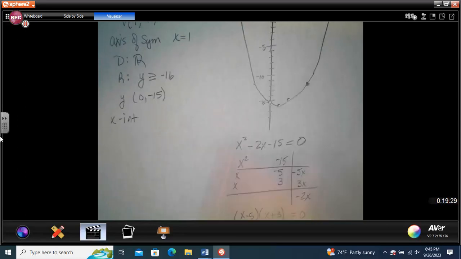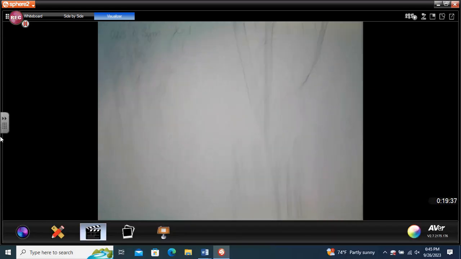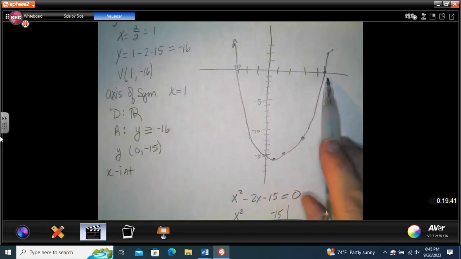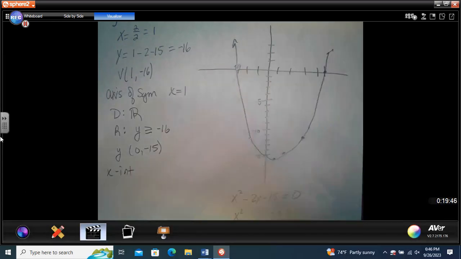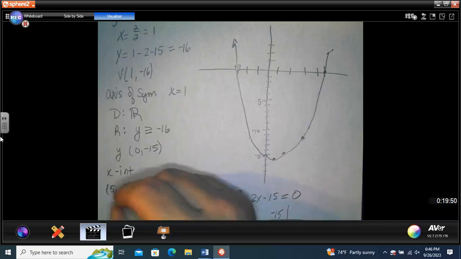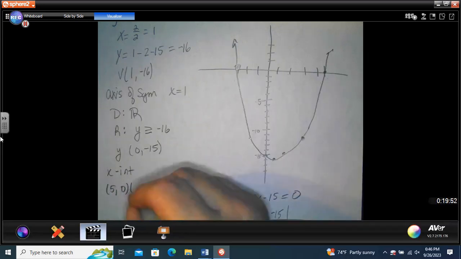Look at my graph, I almost hit the negative 3. 1, 2, 3. Oh, look, I hit the 5 exactly. You see that? Oh, you couldn't see that. There it is. I almost hit the negative 3, but I hit the 5 right on the nose. If you believe that. So my x-intercepts are (5, 0) and (negative 3, 0).